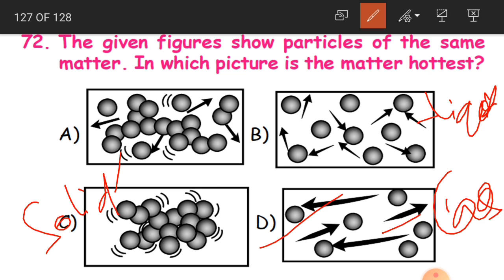In D. When you heat water or any liquid, it is going to come out of that liquid in the form of water vapor, and the particles have a chance of moving freely in that particular matter. So D is the correct answer.